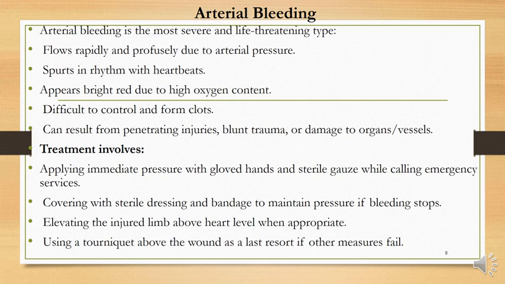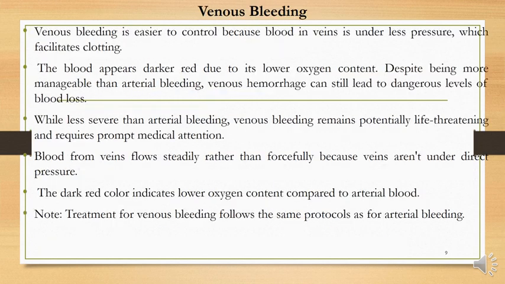That's arterial bleeding. Venous bleeding is easier to control because blood in veins is under less pressure, which facilitates clotting. The blood appears darker red due to its lower oxygen content. Despite being more manageable than arterial bleeding, venous hemorrhage can still lead to dangerous levels of blood loss. While less severe than arterial bleeding, it remains potentially life-threatening and requires prompt medical attention.